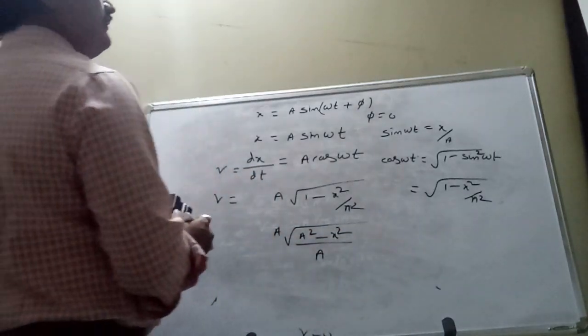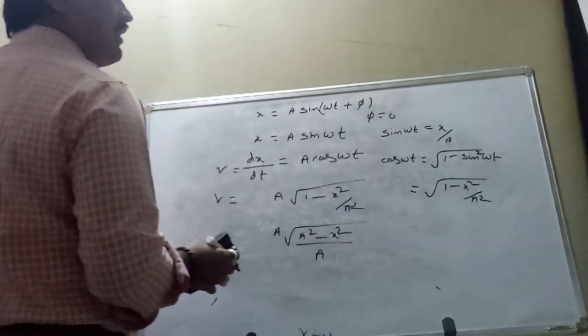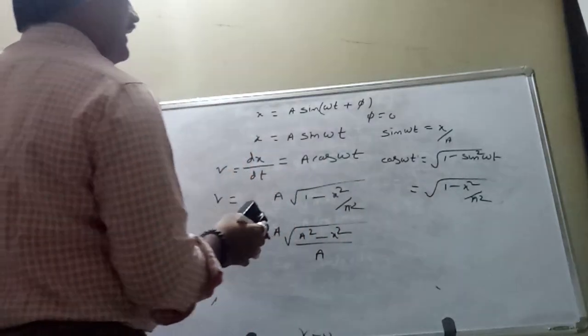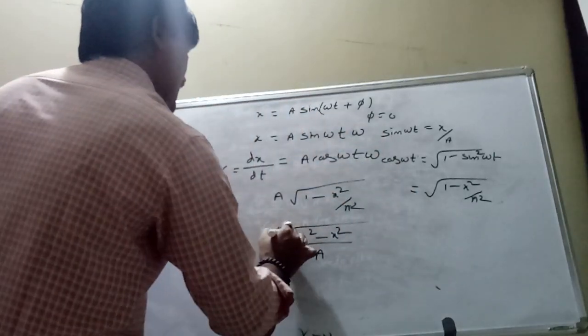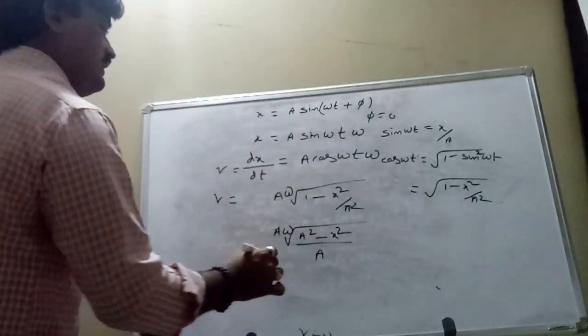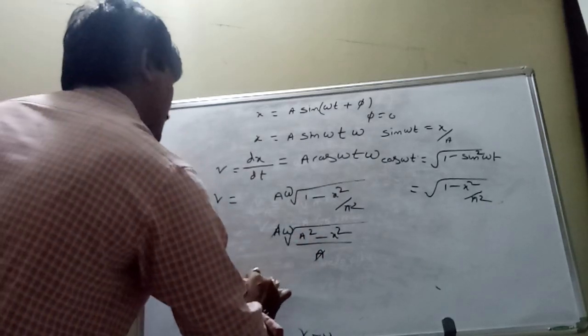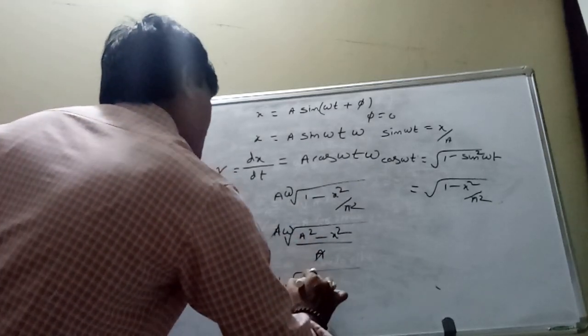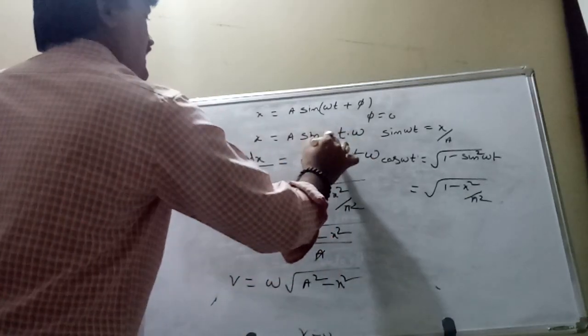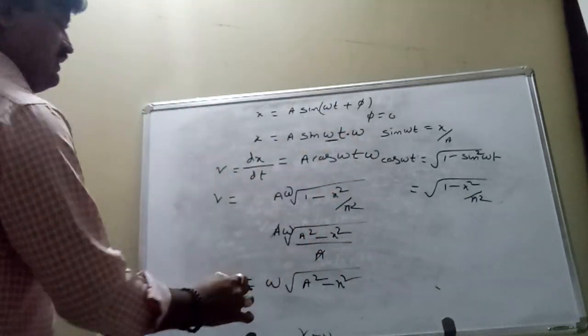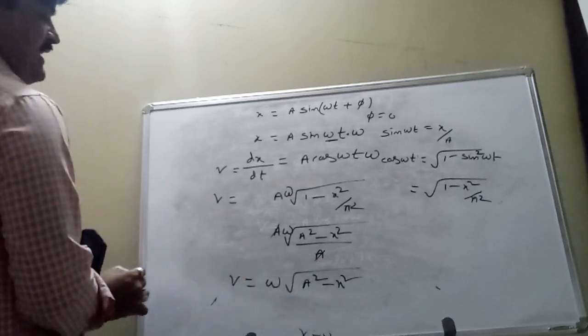So v = aω √(a² − x²)/a. The a cancels, so v = ω√(a² − x²). That is the velocity.